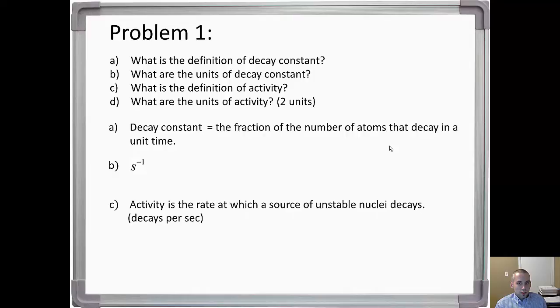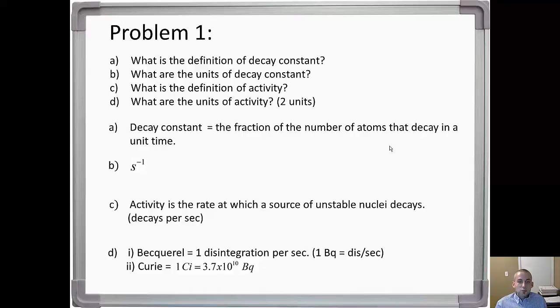What is the definition of activity? Activity is the rate at which a source of unstable nuclei decays, or decays per second. And what are the units of activity? There's two units. There's the becquerel, which is 1 disintegration per second, or the curie, which is 3.7 times 10 to the 10 becquerels. I would remember that conversion. I think the definition of activity is intuitive, just because of how becquerel is defined, 1 disintegration per second.